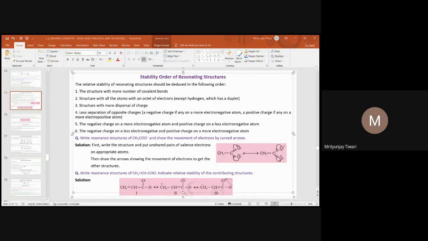It means that if this entire structure is in the plane, the different pi orbitals will interact with each other in different fashions. In one of the resonating structures, they will interact in one way, and in another structure, in a different way. As we have seen in these structures, you see here in this structure, there was a pi bond and this lone pair.